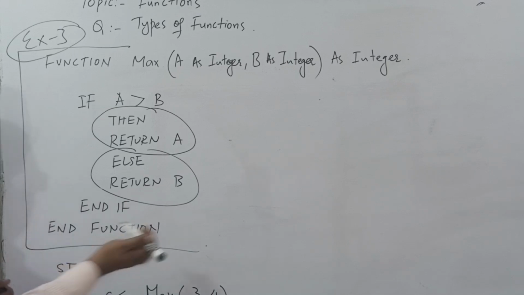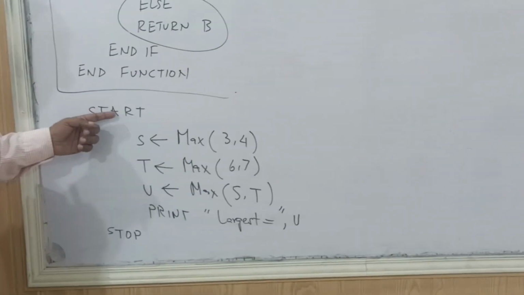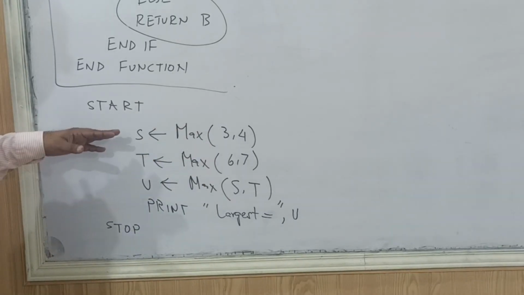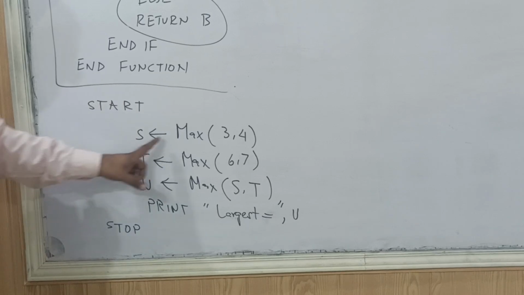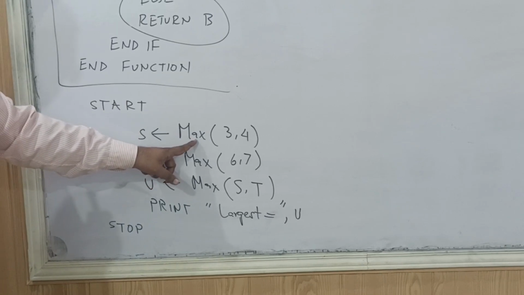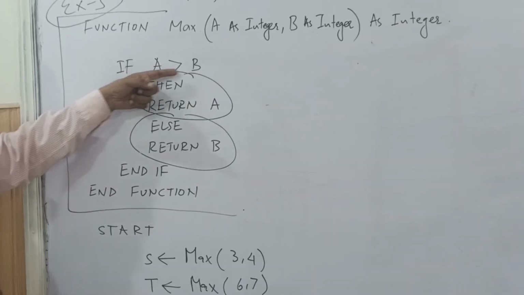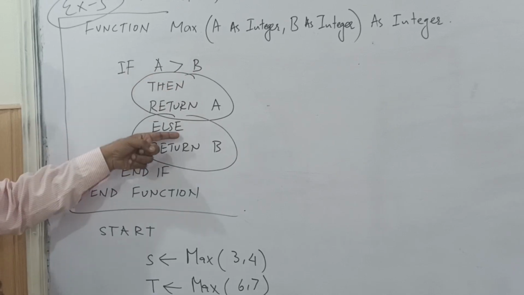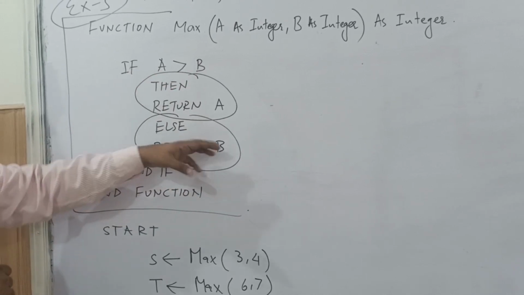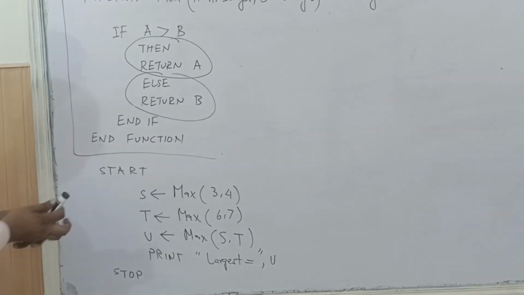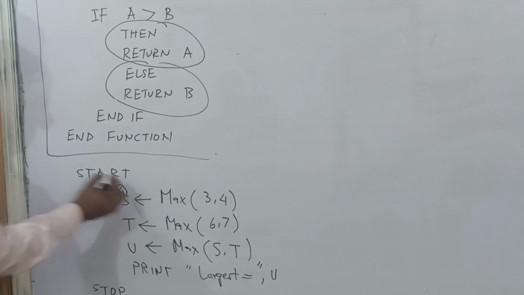Now come to the main part. This is the start and this is the stop, and here you will see I am not going into getting the inputs from the user. I just explain with direct data. So you see over here, I call the max with the two values 3 and 4. The 3 becomes A, 4 becomes B, 3 is greater than 4, this is false, it comes over here, so it returns back 4. Now the 4 comes back and the 4 will be stored inside the S.